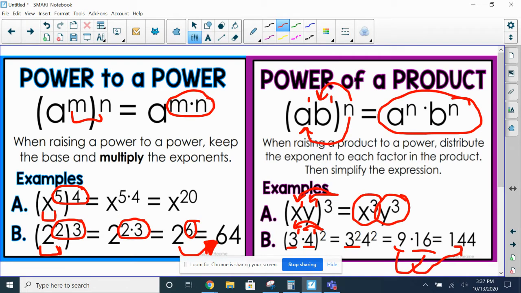So they're basically the same thing. The only difference, both times we are distributing that power outside the parentheses to the power inside. The only difference is that a power to a power has one base that we're distributing it to, and a power to a product has more than one base that power is being distributed to. Both times we distribute that power or that exponent outside the parentheses to everything. Just one has one base and one has more than one. Either way, it is still distributing that power to everything in the parentheses.